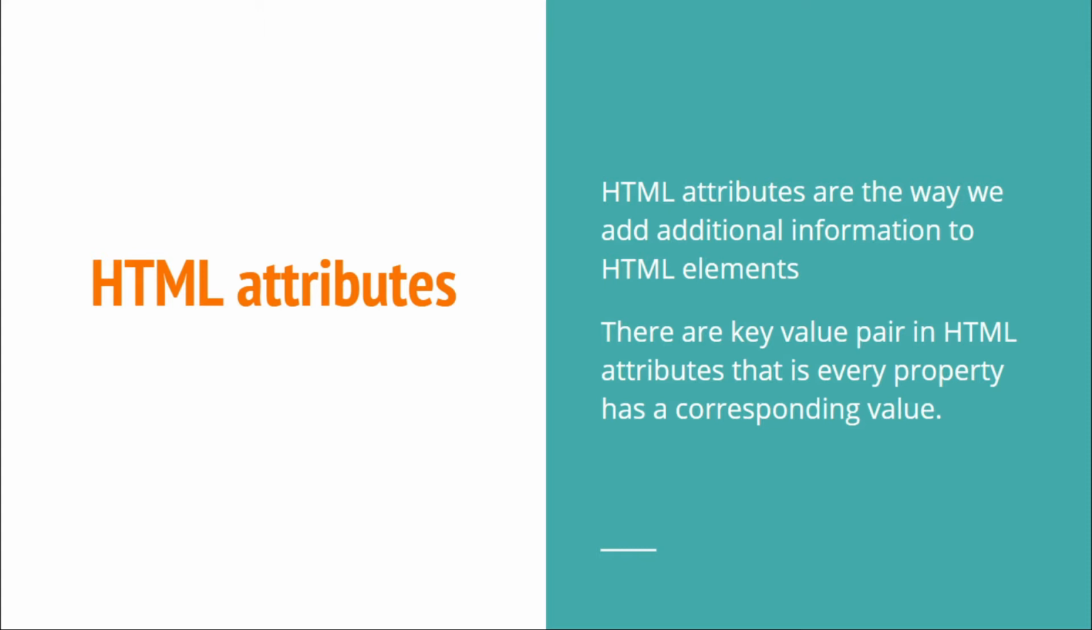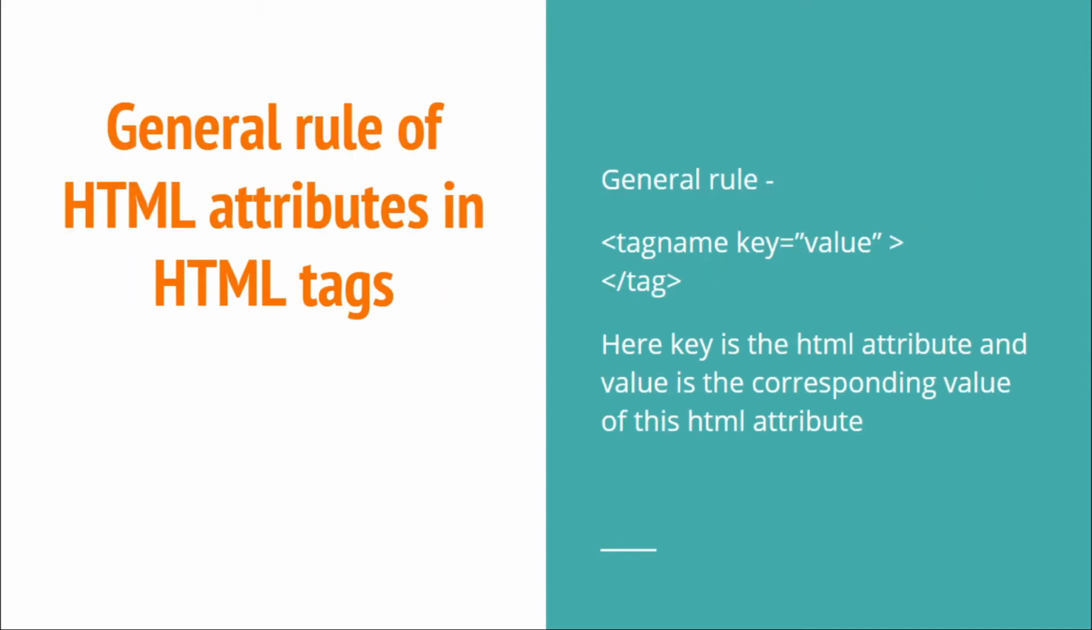HTML attributes are key value pairs that define additional information applied on a tag. So on your screens, you can see a general rule of applying HTML attributes in HTML tags. Here, key is HTML attribute and value is the corresponding value that we give to the key, and that is the reason it is known as a key value pair.